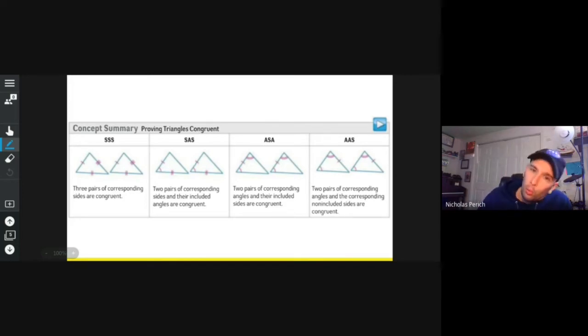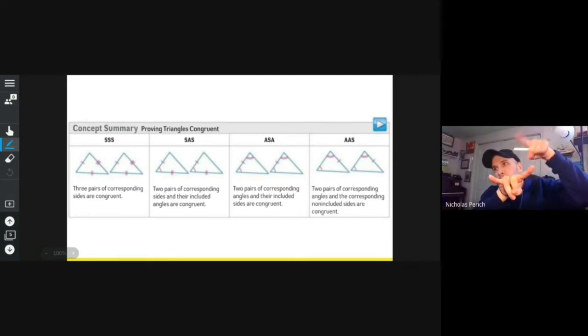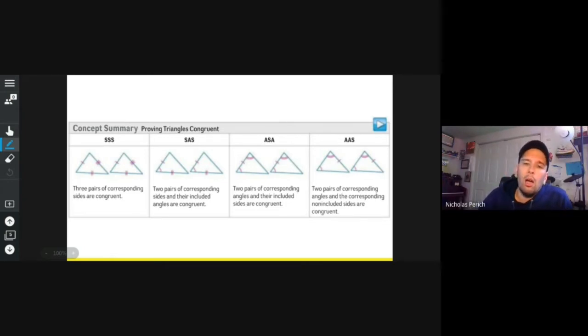If I can prove that 2 sides on this triangle and 2 sides on that triangle are the same, and the angle in between are also the same, that's SAS. If I can show that 2 angles are the same and the side in between are also the same, ASA. And if I could prove that 2 angles are the same and then this weird side all the way out here are also the same, then I could use AAS.